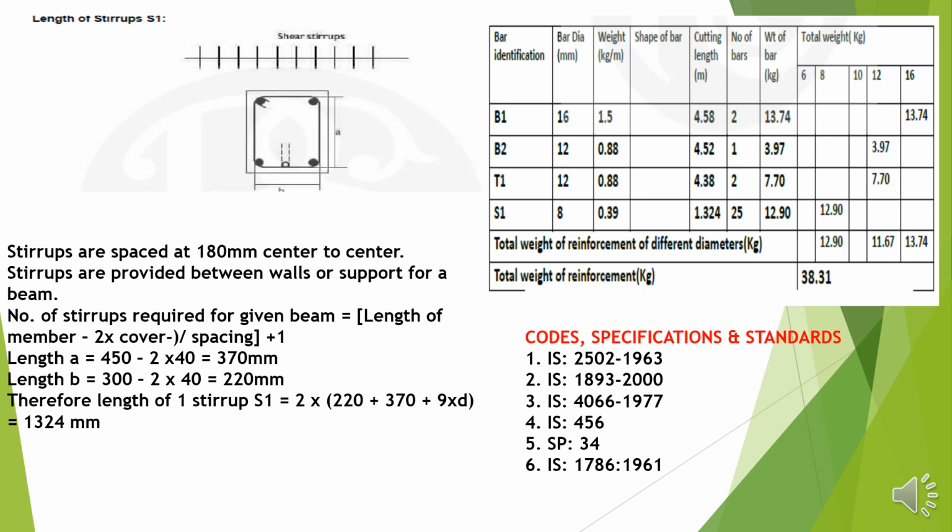Codes and specifications and standards. You have to refer to IS 2502, 1893, 4006, 456, SP 34 or SP 1786. These are all the codes related to the reinforcement works.